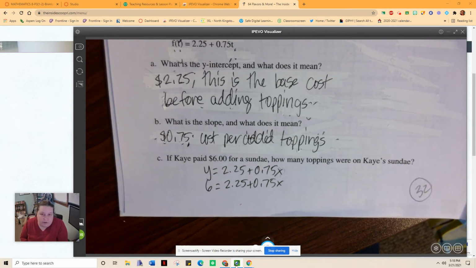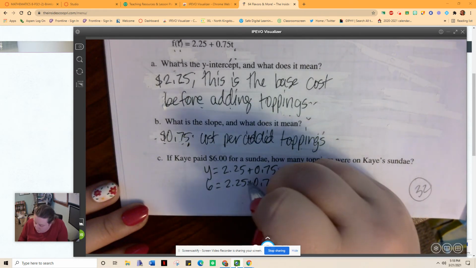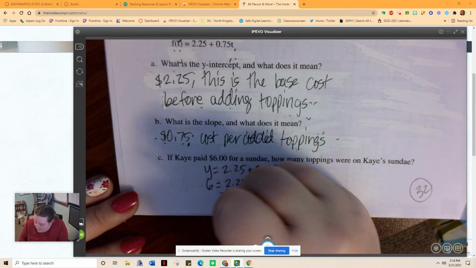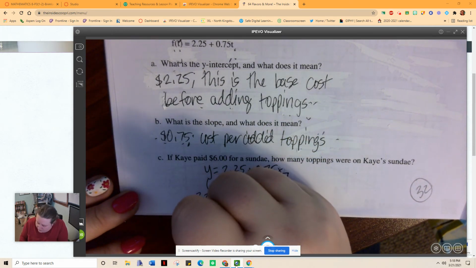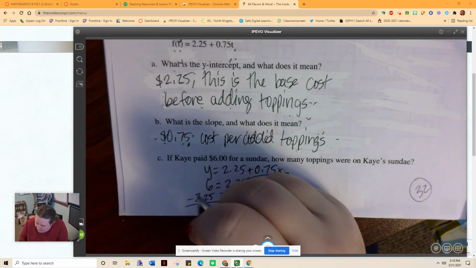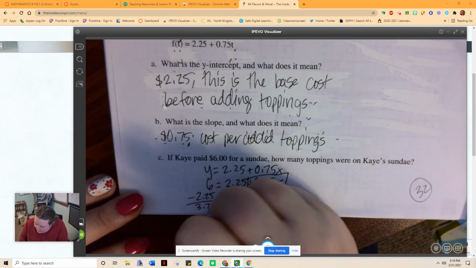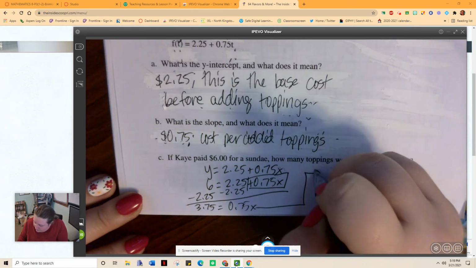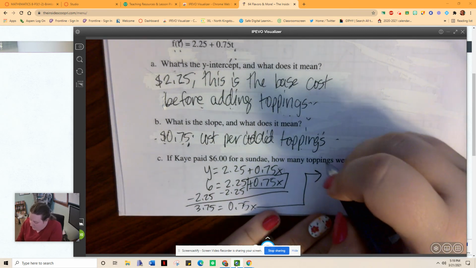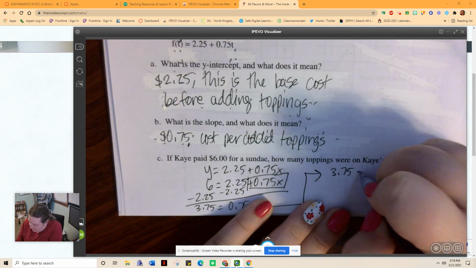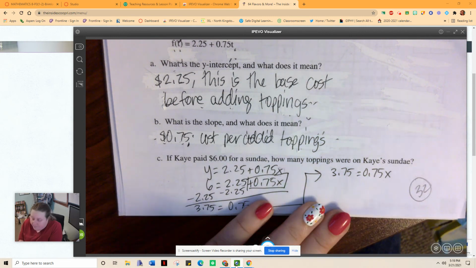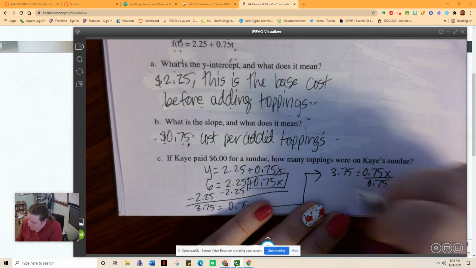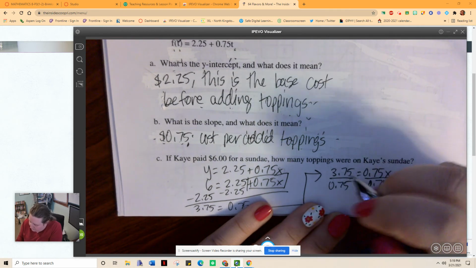This is just a two-step equation, which you've been doing since 7th grade. So my goal is to get x by itself. So I have to get rid of this constant first. So I'm going to subtract 2.25 from each side, and that's going to leave me with 3.75 here and 0.75x here. I'm just going to bring this work up over here so I have enough room. So I'm going to rewrite this step. Okay, my goal is to get x by itself, so I do the opposite of what I see to work backwards, and I'm going to divide.